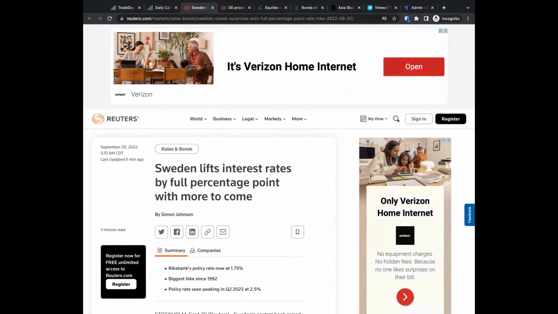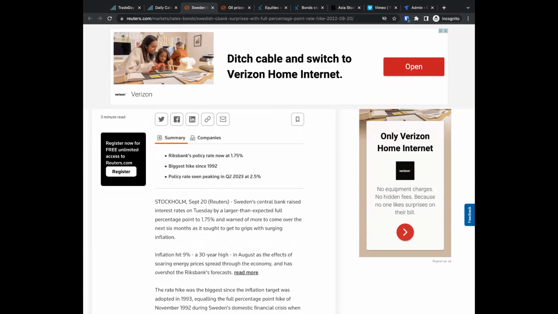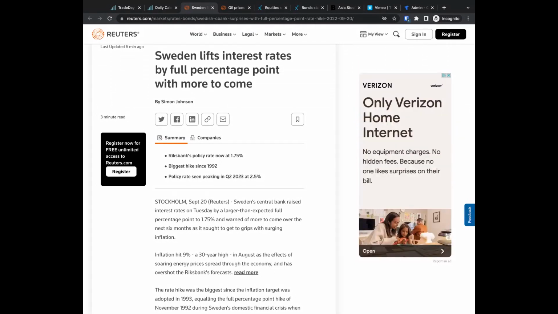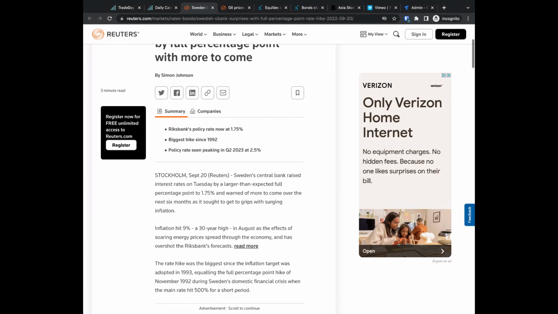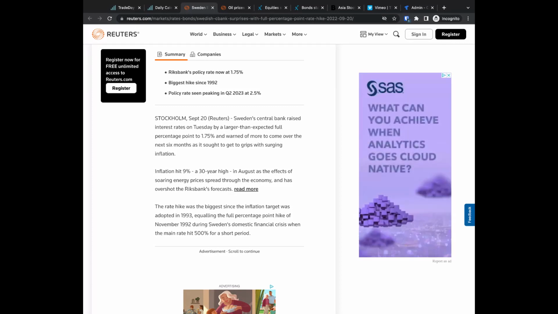Sweden lifts interest rates by a full percentage point with more to come. Now Sweden, like everywhere else, is facing the same problem, hot inflation, and using the same tool, interest rates, to try and control it. Interestingly, this was unexpected, to move interest rates by a full percent, 100 basis points. Let's have a quick read of the article. Sweden's central bank raised interest rates on Tuesday by a larger than expected full percentage point to 1.75% and warned of more to come over the next 6 months.